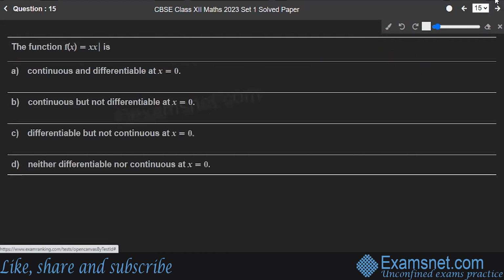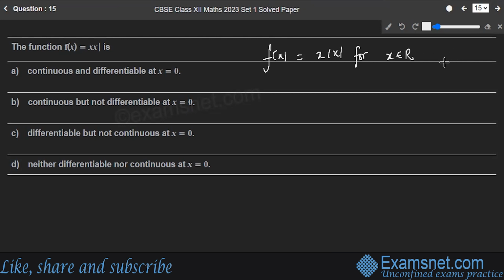Next is question number 15. The function f(x) is equal to x into mod of x is continuous and differentiable at x is equal to 0, continuous but not differentiable at x is equal to 0, differentiable but not continuous at x is equal to 0, or neither differentiable nor continuous at x is equal to 0. So here you have f(x) is equal to x into mod x. For x belonging to the real numbers, the function can be written as f(x) is equal to x into x for x greater than 0, and x into minus x for x less than or equal to 0.